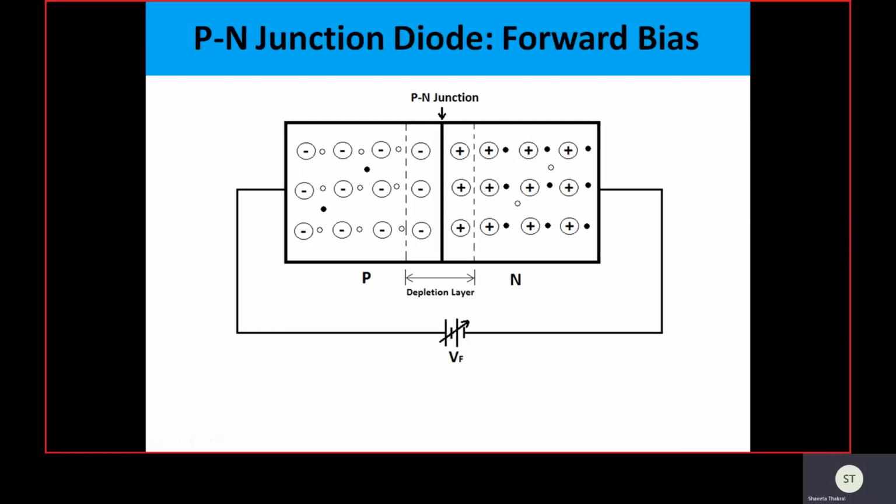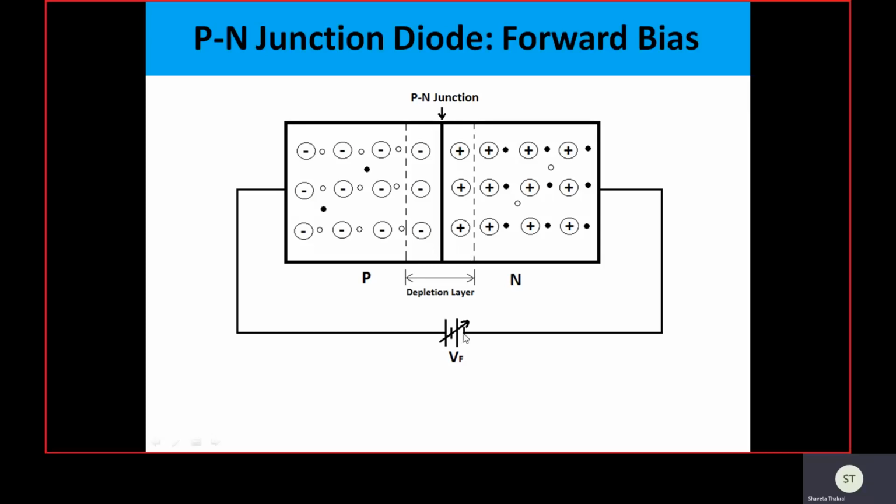Then if we apply biasing in the circuit, we can apply two types of biasing: one is forward biasing and the other is reverse biasing. In forward biasing, the P type is connected to the positive potential of the battery and the N type is connected to the negative potential of the battery. In that case, we are applying an electrical field that is opposite to the potential barrier. So the minimum voltage we apply here must equal the electric field established here, that is 0.7 volt for silicon and 0.3 volt for germanium.